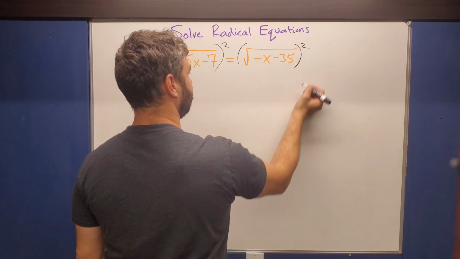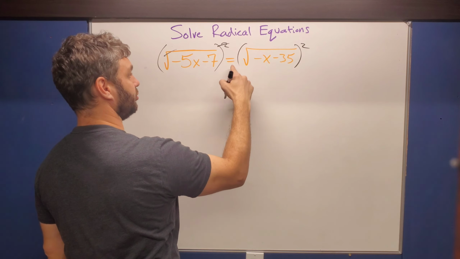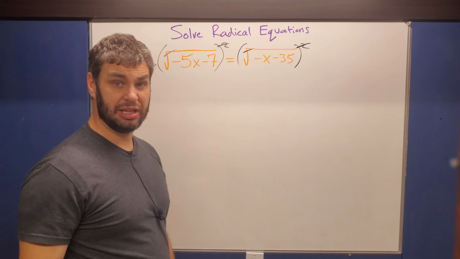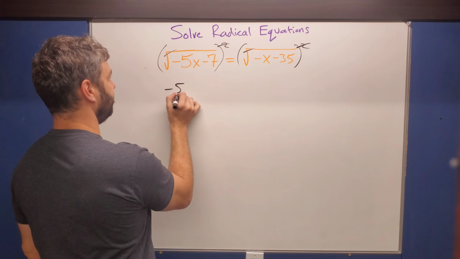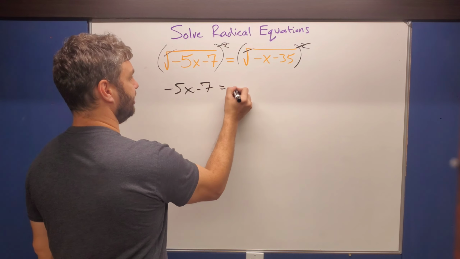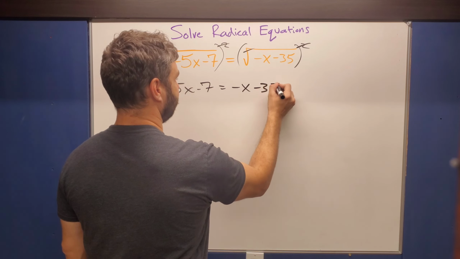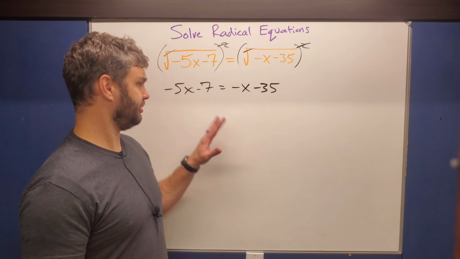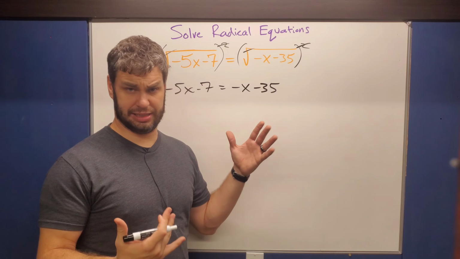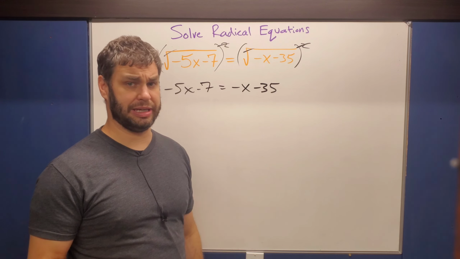All right, so I can go ahead and eliminate step 2 of this and eliminate this radical and this radical, and the square root and the square will cancel on both, and we can actually just write what's underneath of them, okay? And so this is going to give me -5x minus 7 equals -x minus 35. And in some senses, this is actually easier than our first one, because this is just a multi-step equation, and we should know how to solve those by now.